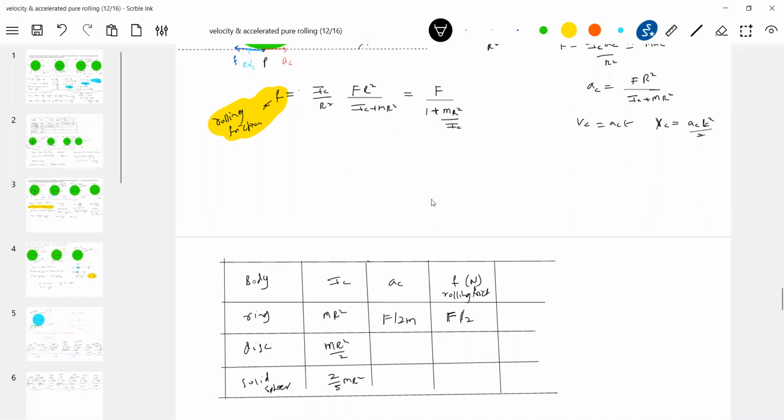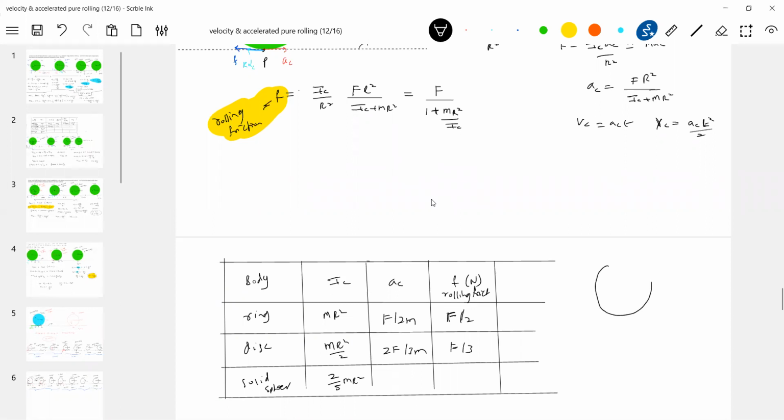Then let it be a disk. If it's a disk, how much will it be? M R square by 2. So 2F by 3m. Then friction is F by 3. I think the tabular column speaks a lot. All three rigid bodies are having same mass and same radius r. Means it is like this.